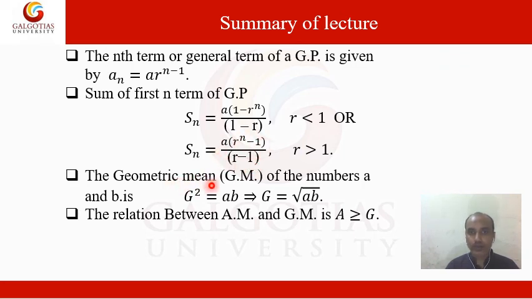Also discussed in today's lecture is the geometric mean between two numbers, generally denoted by capital G and equal to the square root of ab for two numbers a and b. And lastly, the relationship between AM and GM: the arithmetic mean of two numbers is always greater than or equal to the geometric mean.